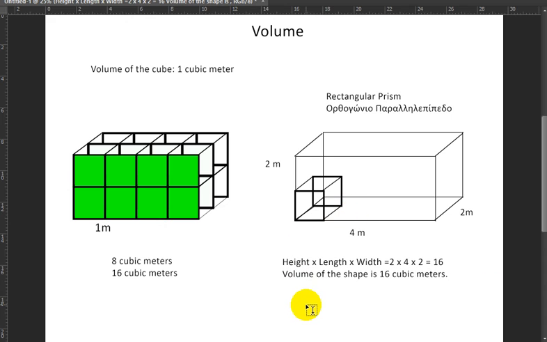Tomorrow we will be discussing more shapes and how to find their surface area. So that's the area that covers their outside, basically.